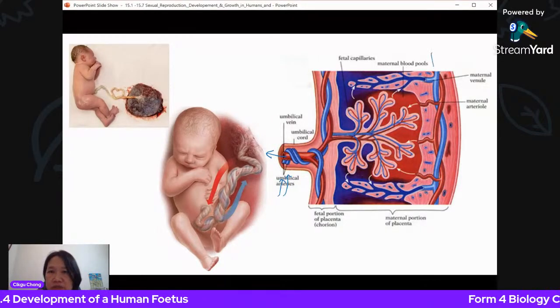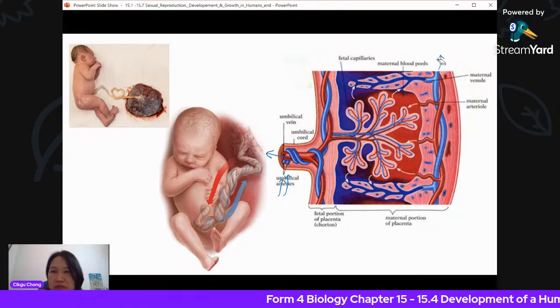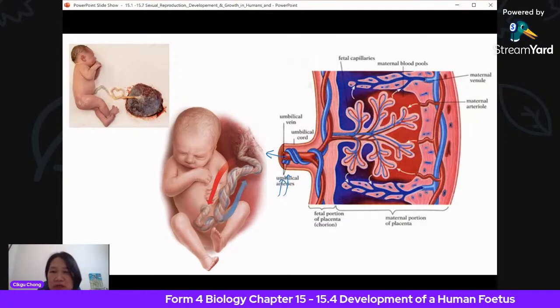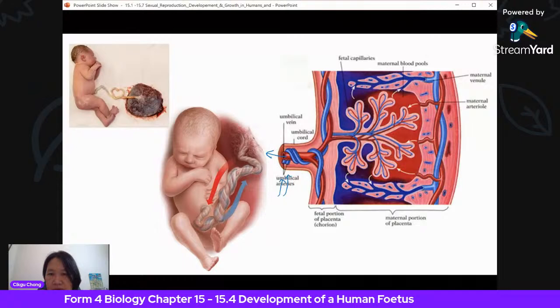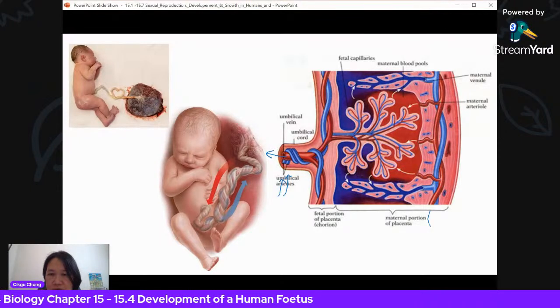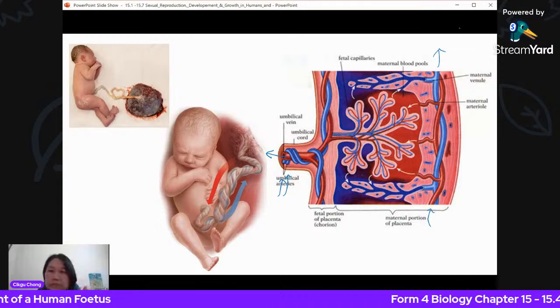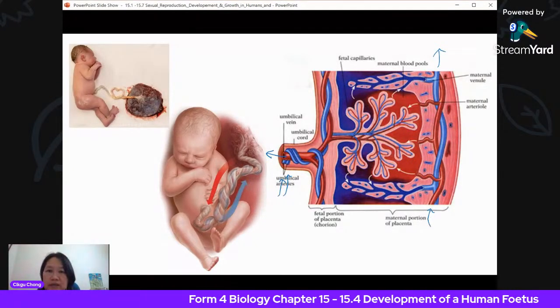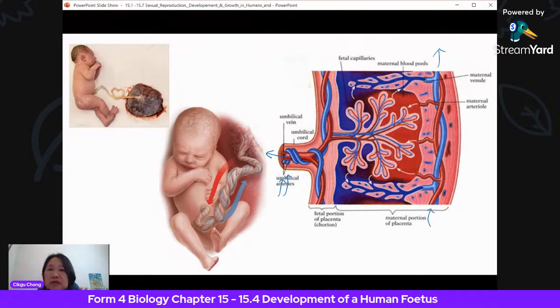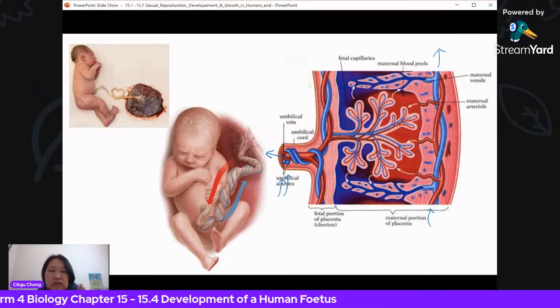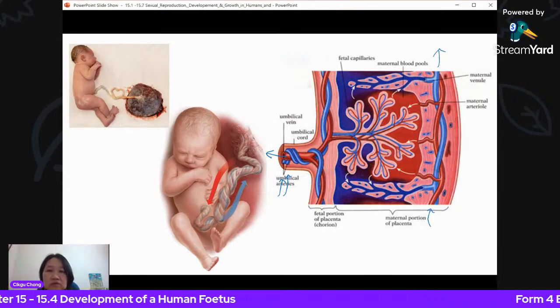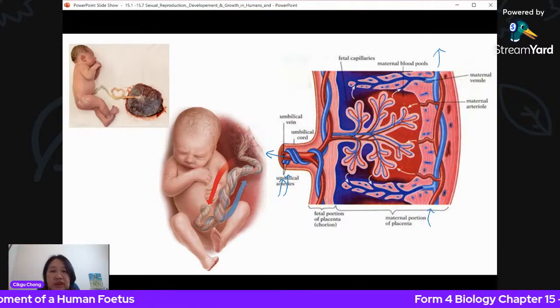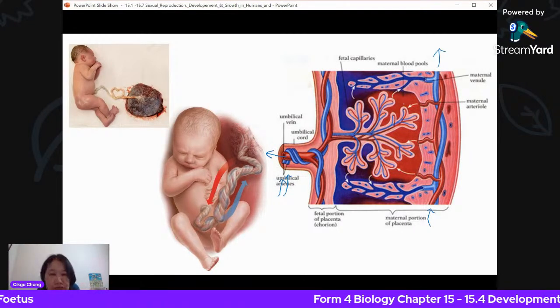So the artery goes in and the vein goes here. Let me draw it this way. We're looking at the mother's viewpoint. So the blood goes in here and the artery goes up here. This is called the maternal blood pool. And you will see very clearly that the blood vessels of the baby do not come in direct contact with the mother's blood. This is a very important fact. I'm going to go through it again afterwards.